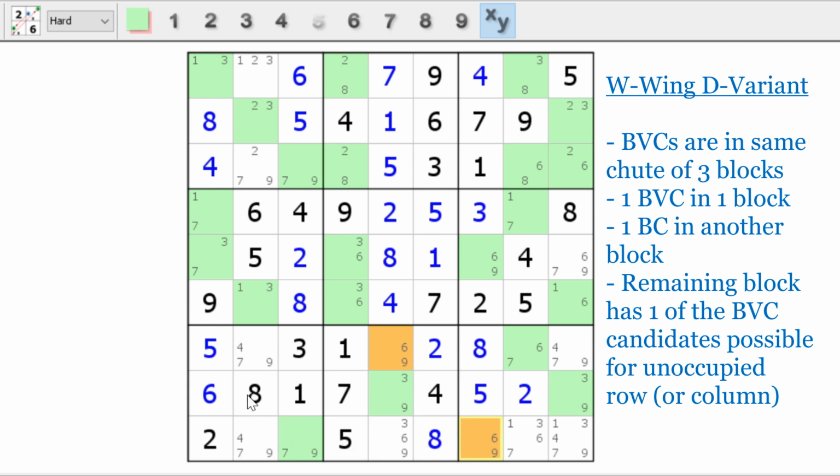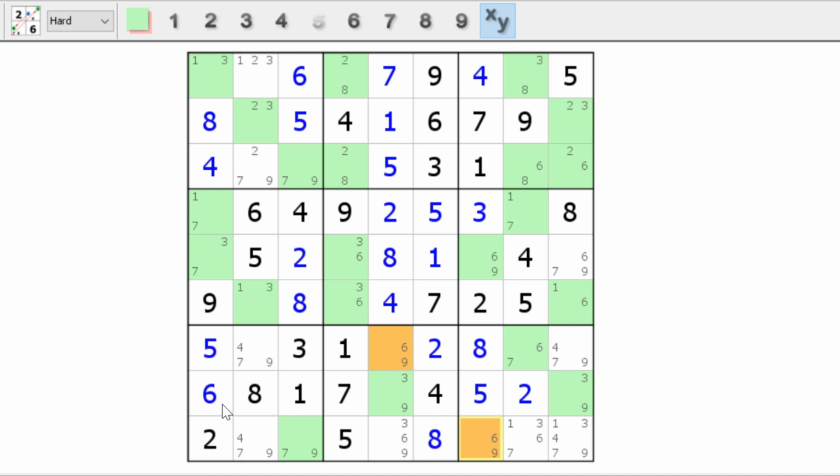And then you look over into the block where they're not at. And if you see, in the row that's not occupied by either one of these bi-value cells, only one possibility, in this case, only a 6 can be here in row 8, well, then you know that you have a W-wing. And this is really nice. So here's a thought process.